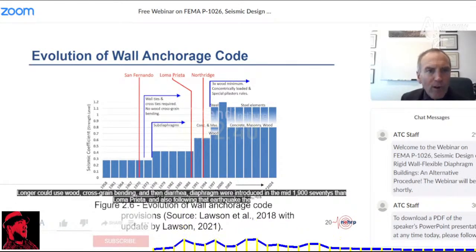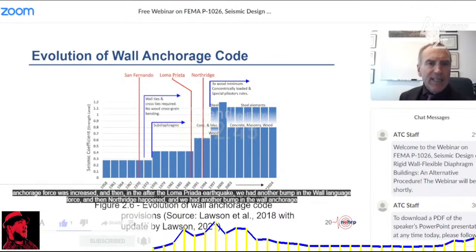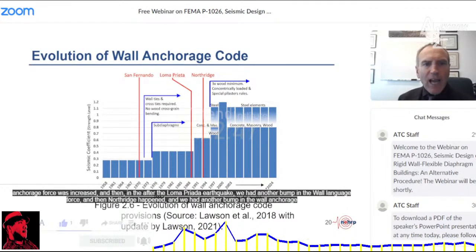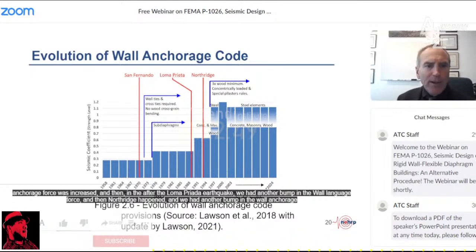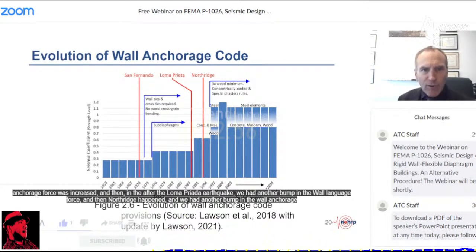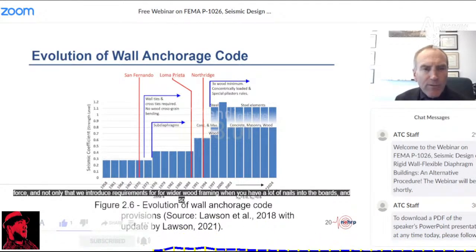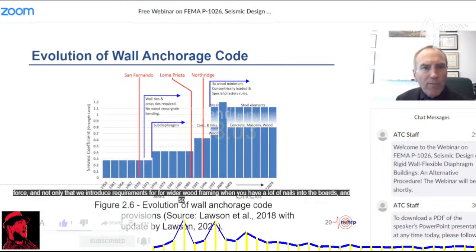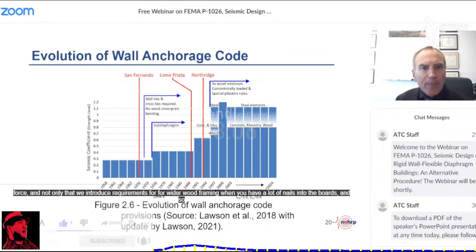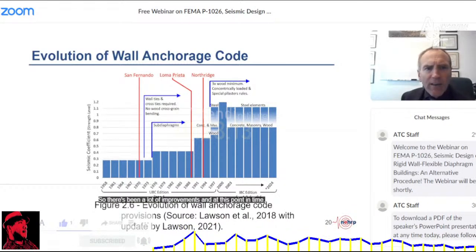And also, following that earthquake, the anchorage force was increased. And then after the Loma Prieta earthquake, we had another bump in the wall anchorage force. And then Northridge happened, and we had another bump in the wall anchorage force. And not only that, we introduced requirements for wider wood framing when you had a lot of nails into the boards. And so there's been a lot of improvements.